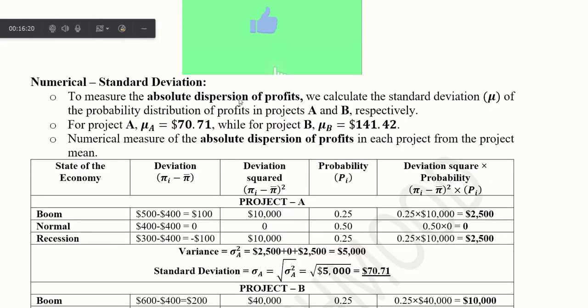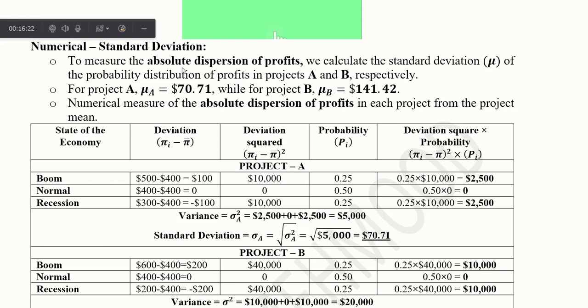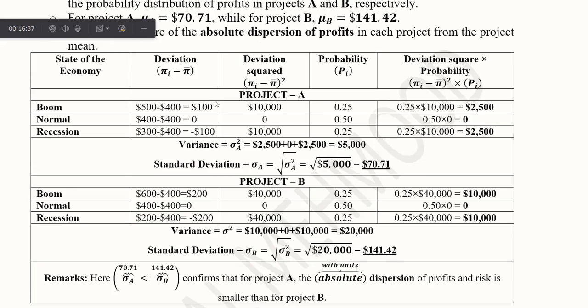The other numerical is for standard deviation. We know that it's for absolute dispersion of the profits. Here the table will tell us that the standard deviation for the first project is this, and for the second project it is this. Let us see how we can do this. Here is the state of the economy. This is the deviation, this is the deviation squared, probability, and then the product of the probability with the deviation squared.